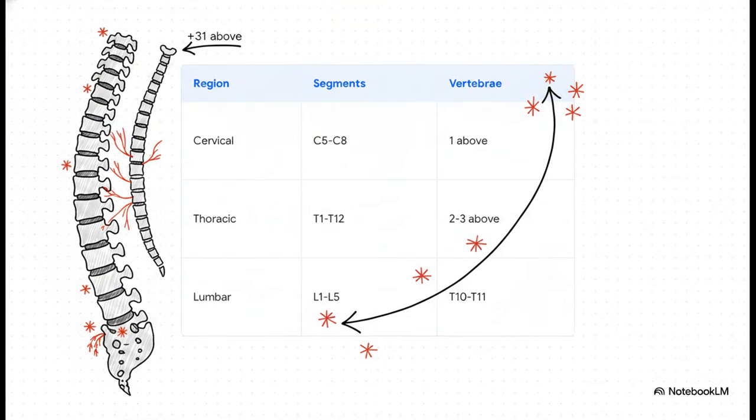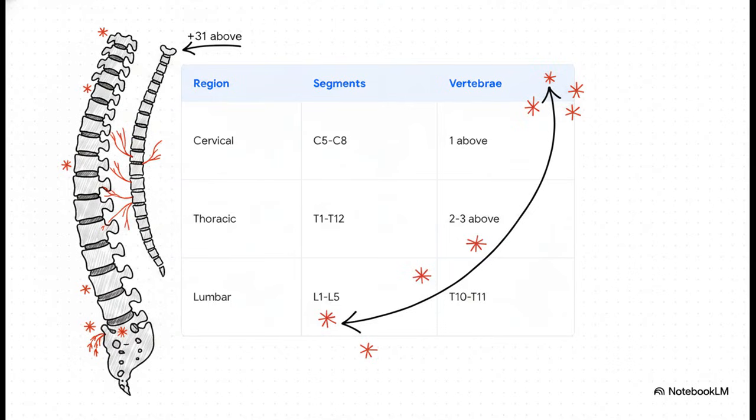Which brings us to Section 4, Surface Features and Segments. Just like the vertebral column, the spinal cord is segmented, giving rise to 31 pairs of spinal nerves. But remember our timeline from earlier? Because the cord is shorter than the spine, these 31 spinal segments do not line up perfectly with their corresponding vertebrae. They actually lie above them.